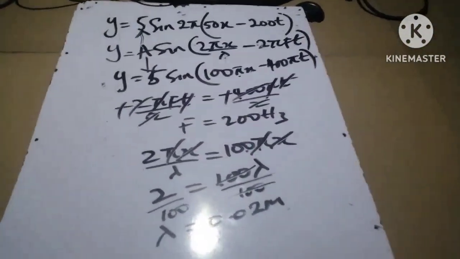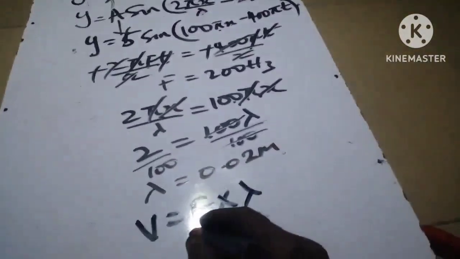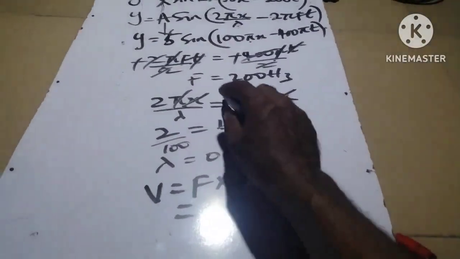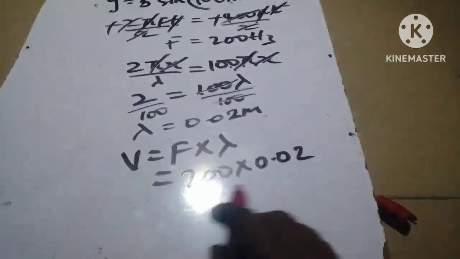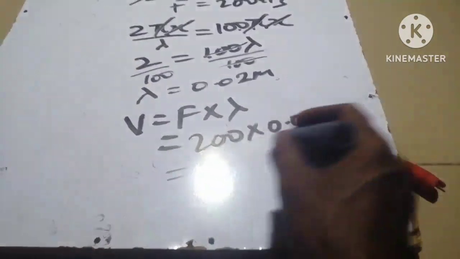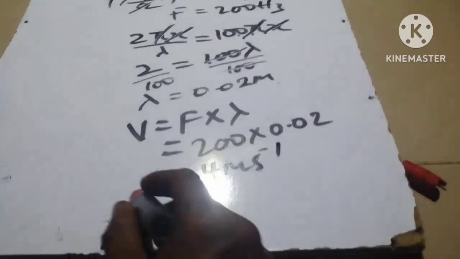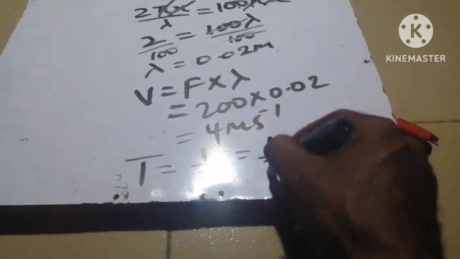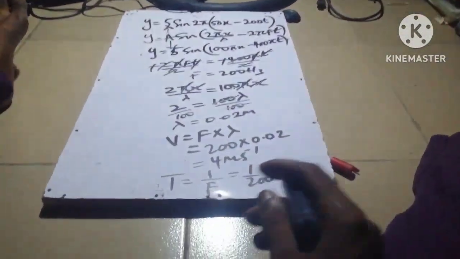Now if you are asked to calculate your wave speed, v is equal to f times lambda, and your f is 200. That becomes 200 times 0.02. When you multiply this, whatever you get gives you the answer. The answer is 4 meters per second. If you are asked for period, your period is equal to 1 over frequency, which is 1 over 200. Take note of that. This is how you can solve this question.